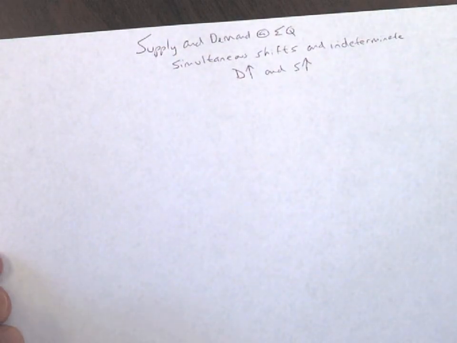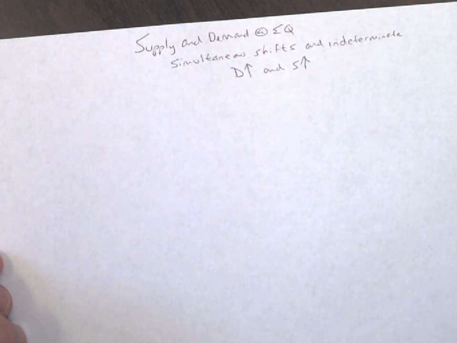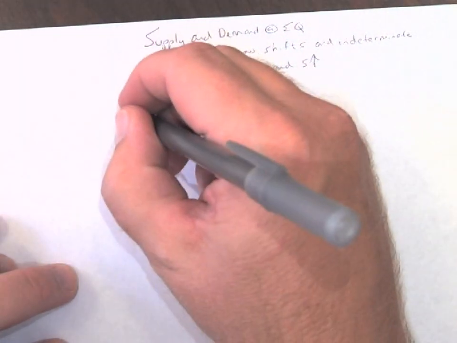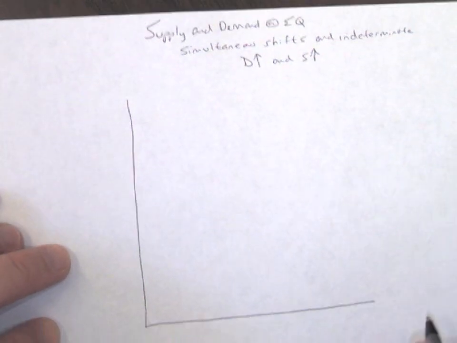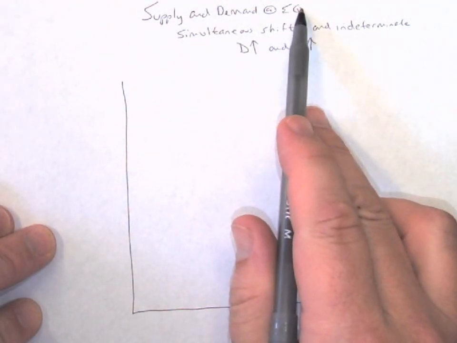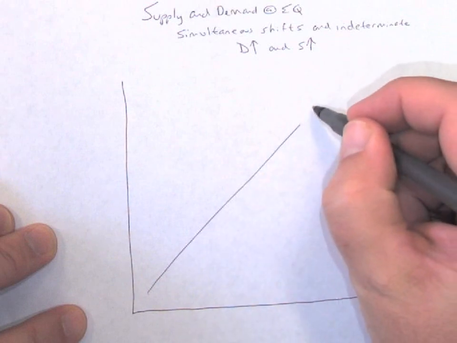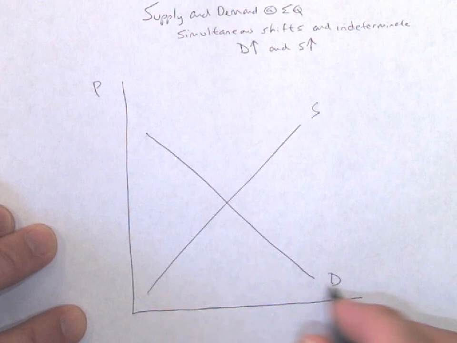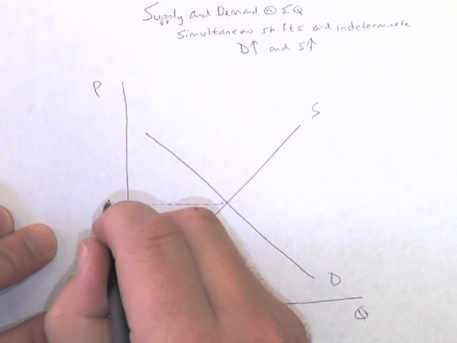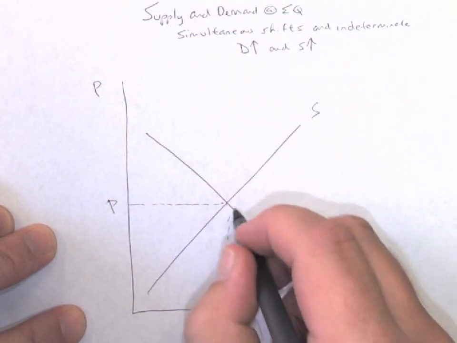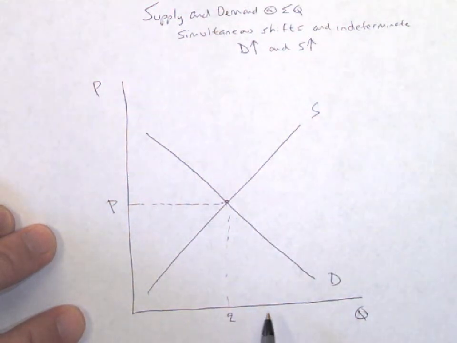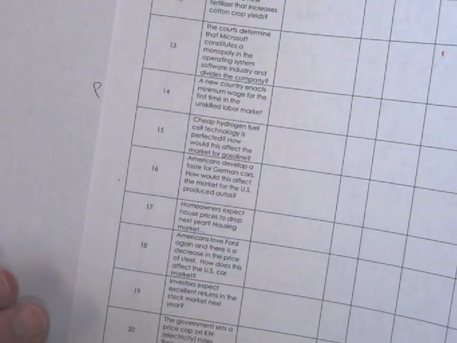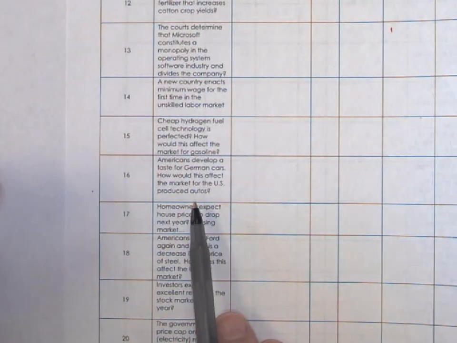Now let's take a look at one that's a simultaneous shift of supply and demand in what's going to be called an indeterminate. So I'm going to start with our supply and demand at equilibrium. So we have supply, we have demand, we have our price, we have our quantity, our equilibrium price, remember voluntary exchange is taking place, and our equilibrium quantity. So this is going to be the example, which is number 16.